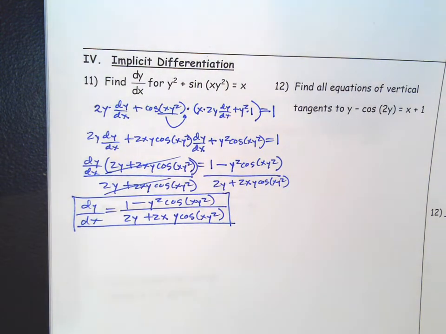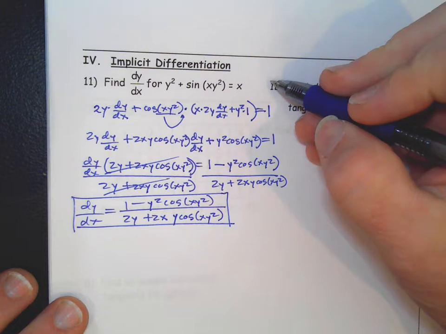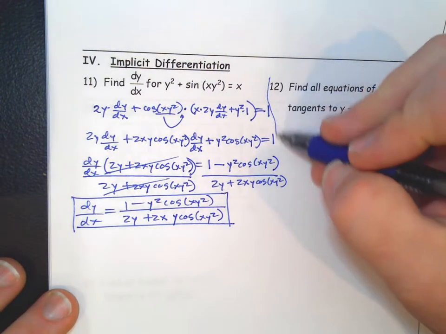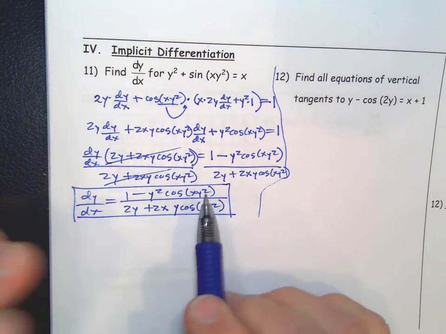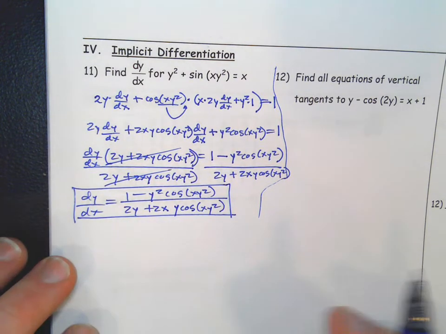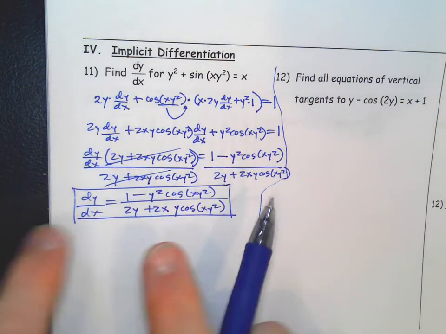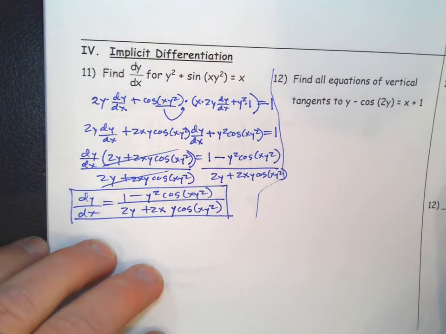All right. Now, finding the second derivative, well, I don't even want to try it with this one. It'd be so bad. I don't think I'd give you something that bad because taking the derivative of this is going to be a really ugly quotient rule. But you would want to get dy dx by itself before you went on to the second derivative implicitly.